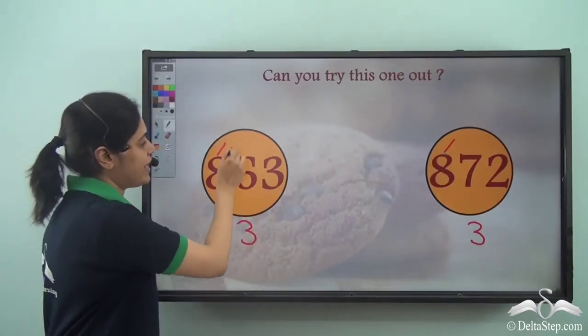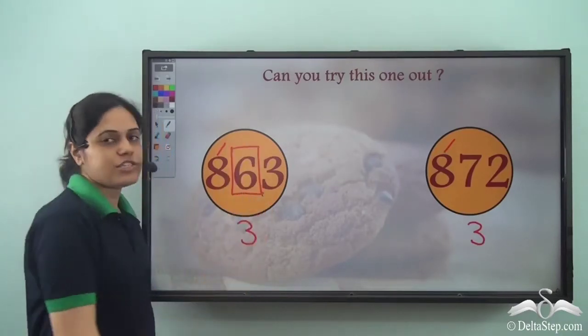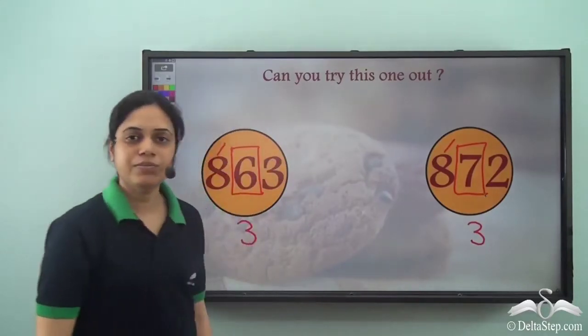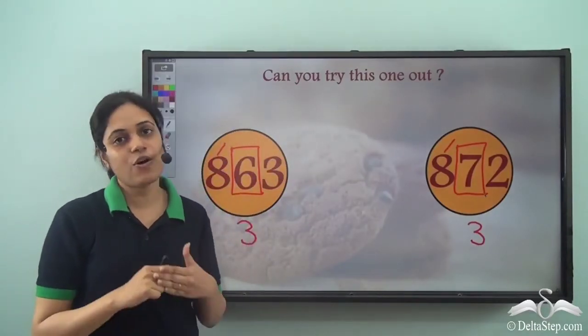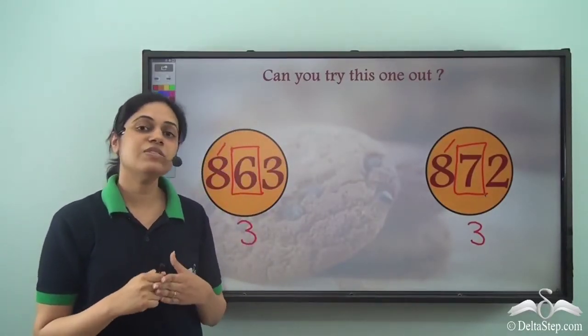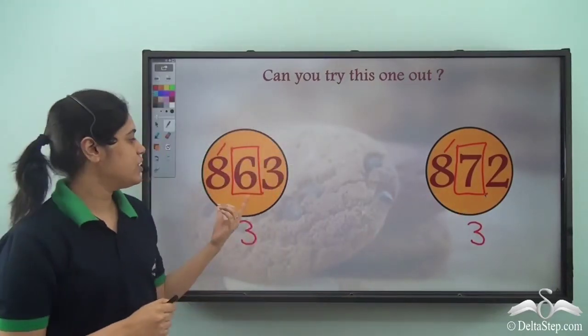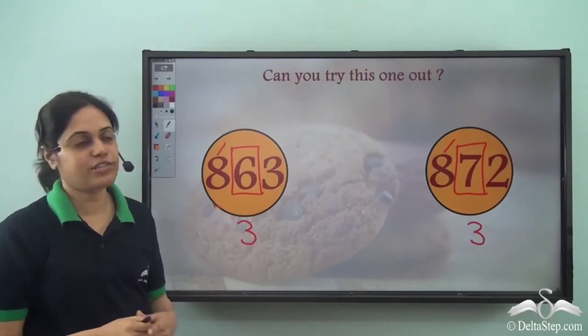Go to the next number, which is 6 here and 7 here. So which is more, 6 or 7? 7 is more than 6. So 872 is more than 863.